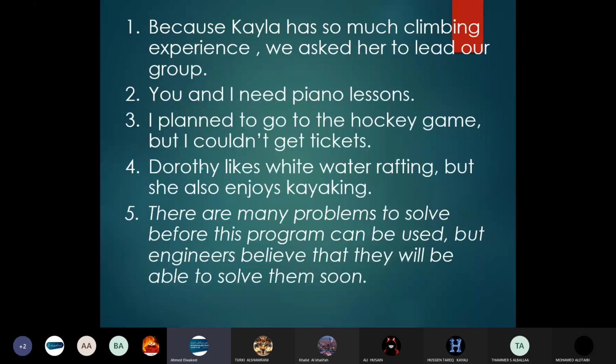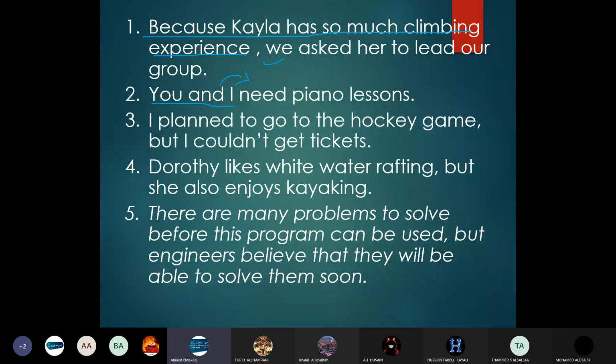Because Kyla has so much climbing and exercise experience, we asked her to lead our group. So we have here the first clause, that's dependent, and the second one is independent, so that's complex. You and I need piano lessons. Compound subject and one verb, so simple sentence. I planned to go to the hockey game, but I couldn't get tickets. So that's a compound sentence: independent clauses joined by a coordinating conjunction.